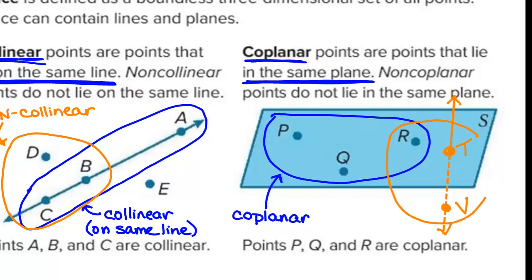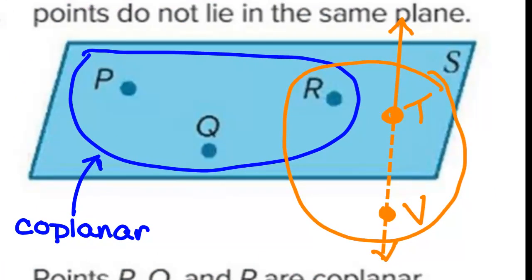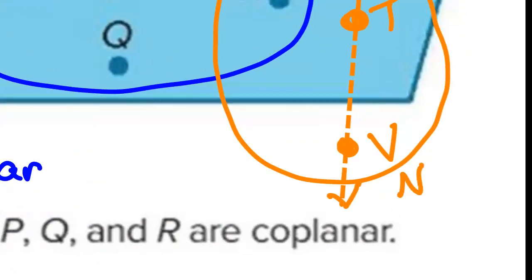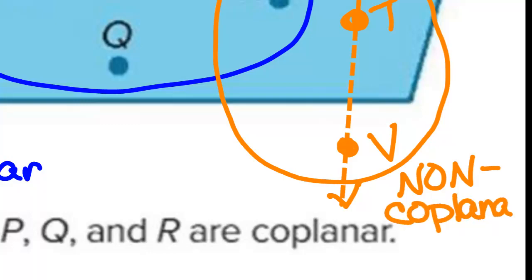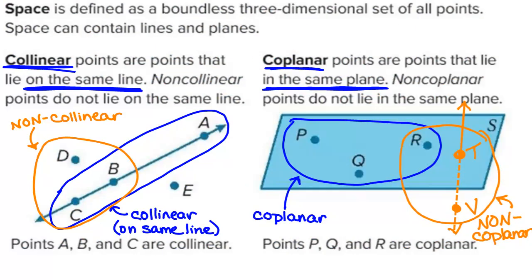So these 3 right here would be a good example of non-coplanar. Right.